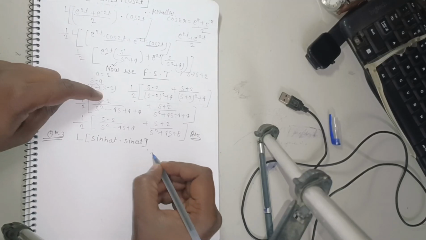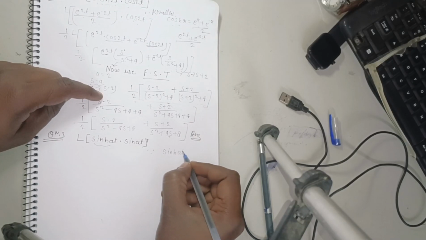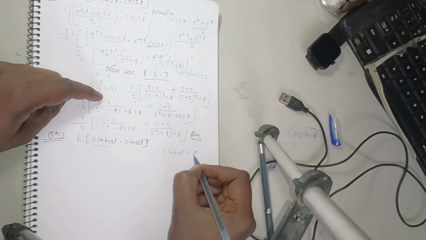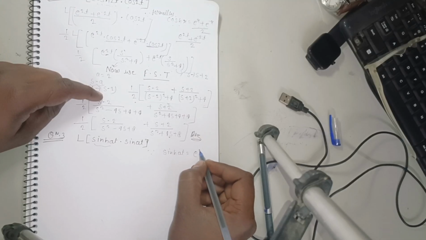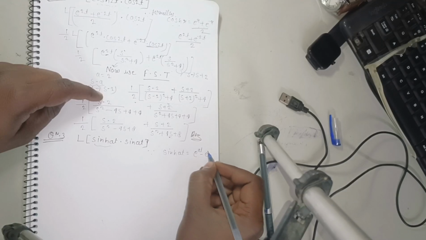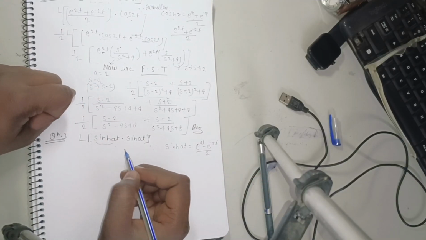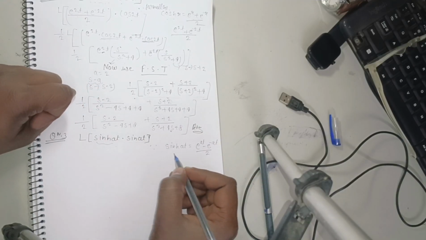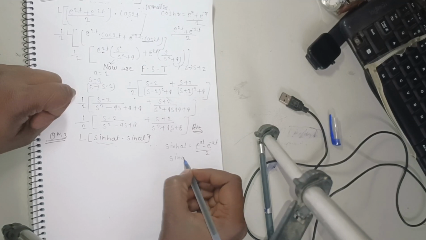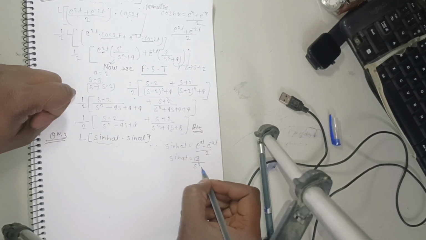So now I will simply use the formula here. Sine hyperbolic of at formula is e to the power at minus e to the power minus at upon 2, right? Okay, so I am replacing it here, and we know the formula of sine at, that is simply a upon s square plus a square.